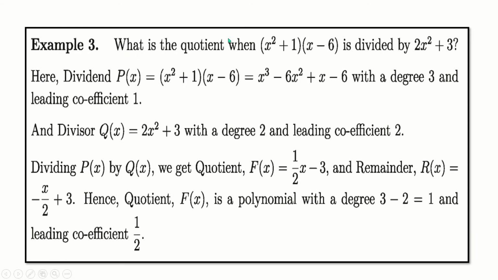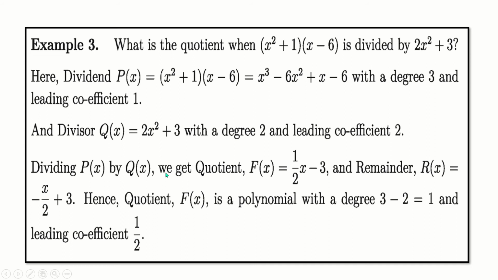Example 3. What is the quotient when x square plus 1 into x minus 6 is divided by 2x square plus 3? Here the dividend p of x equals this into this, which we know has degree 3 and leading coefficient 1, and the divisor q of x equals 2x square plus 3 with degree 2 and leading coefficient 2. So the degree of this is 3 and the degree of this is 2, and the coefficient here is 1, but here it is 2.